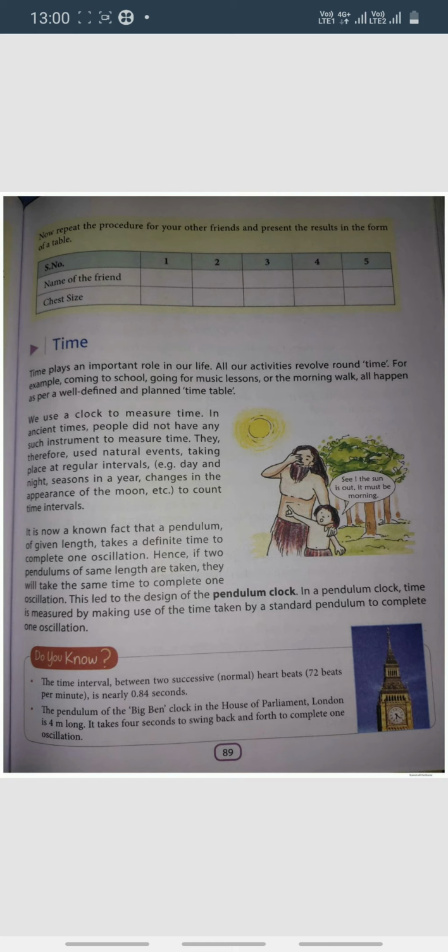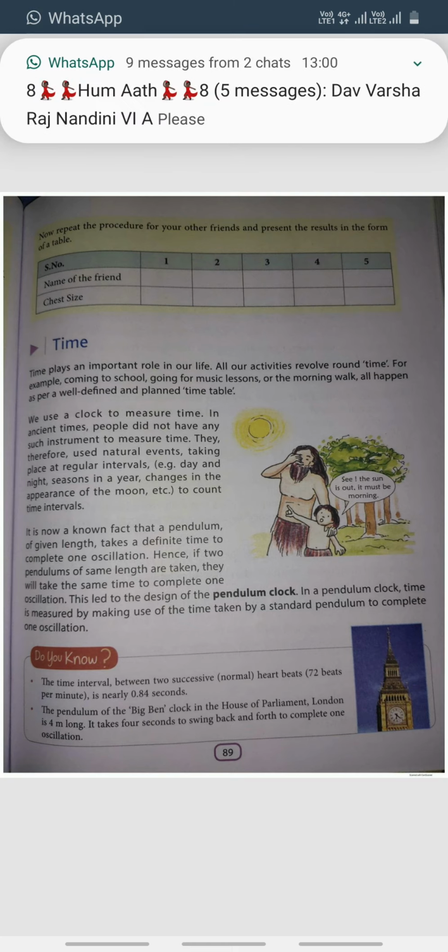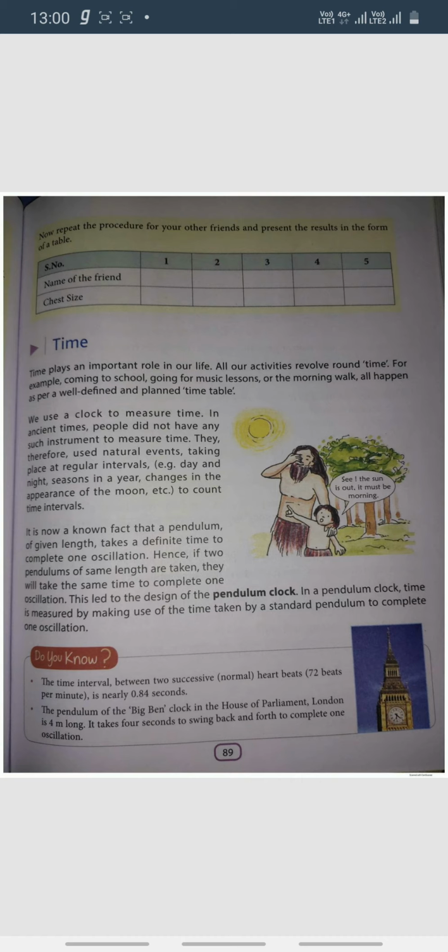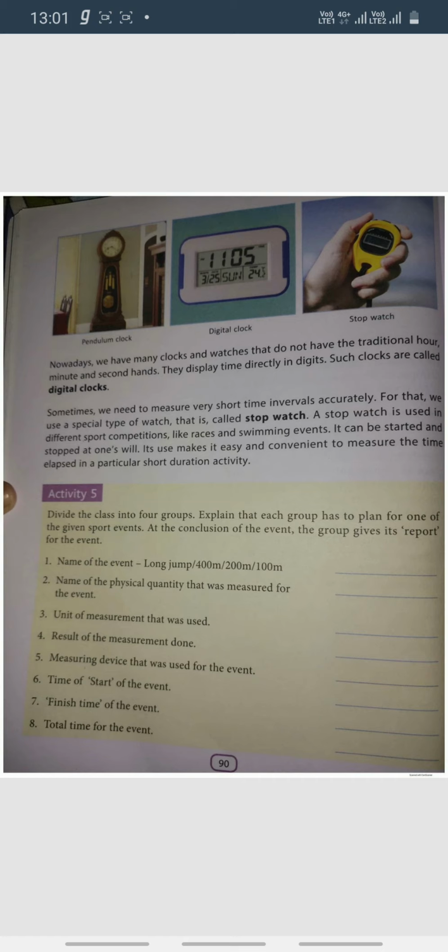Okay. And one more thing is given here, that the pendulum of the Big Ben clock, which is in the House of Parliament, London, is 4 meters long, and it takes 4 seconds to swing back and forth to complete one oscillation. Oscillation I have mentioned earlier, the movement of anything back and forth and coming back to its original position is called oscillation.